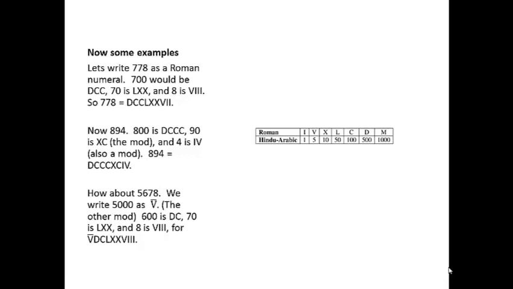Now to write 5,678. To write the 5,000, we'll write V with a bar over it. That's the other modification for 5,000. 600 is DC, 500 plus 100. 70 is LXX, 50, 10, and 10. 8 is VIII, so the number would be V bar DC LXX VIII.